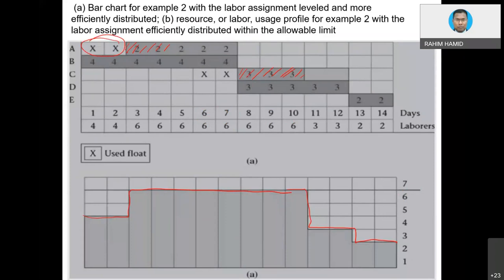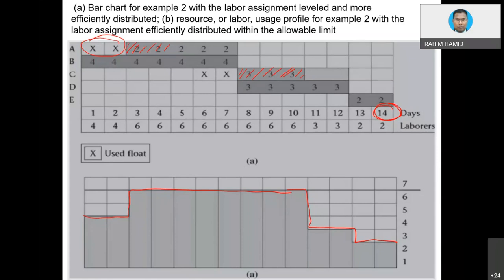And you notice one thing. Since we are adjusting the activities within the float, we do not change anything in terms of the project duration. The project can still be completed within 14 days. That is a good thing about being able to use the total float in accordance with whatever limit is allowed. We still get a very nice graph, and at the same time we can reduce the number of workers, because we simply set the limit.